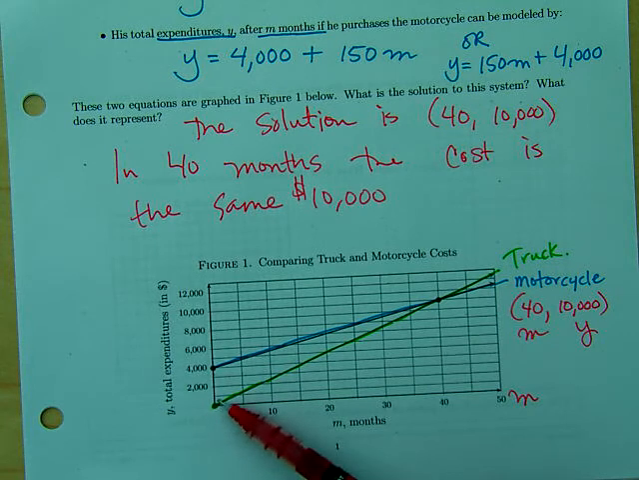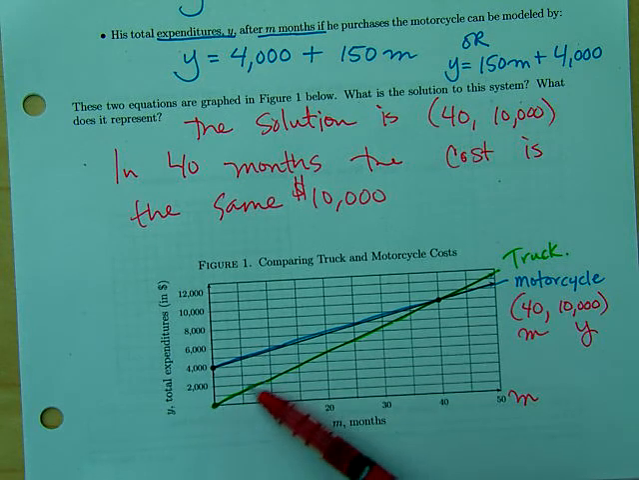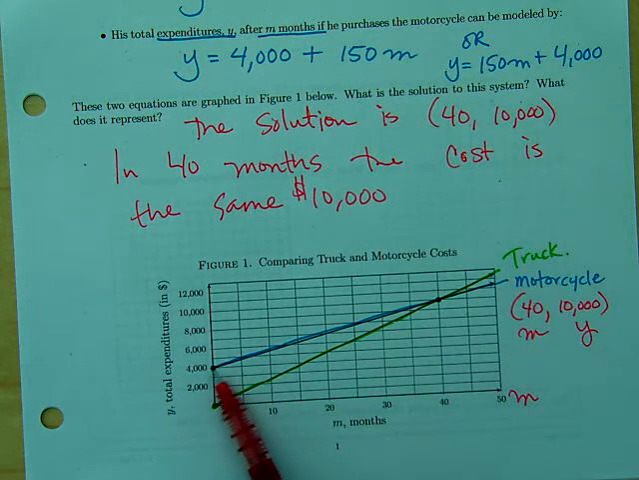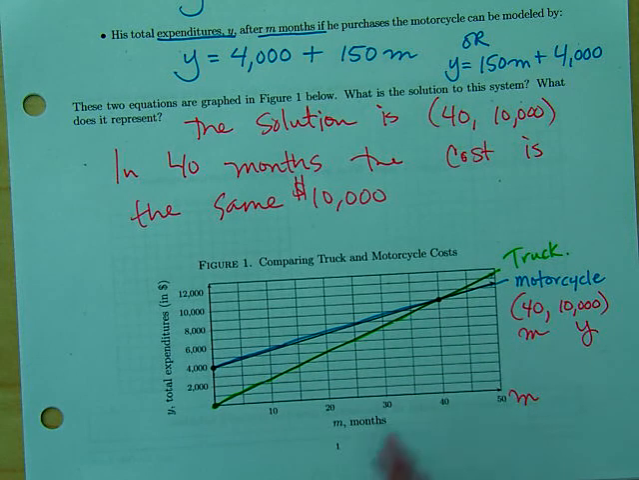it starts out being cheaper because he doesn't have to buy it, he already owns it. So that is why it's climbing faster. The slope is greater, but the slope on the motorcycle is less, and so eventually they cross.